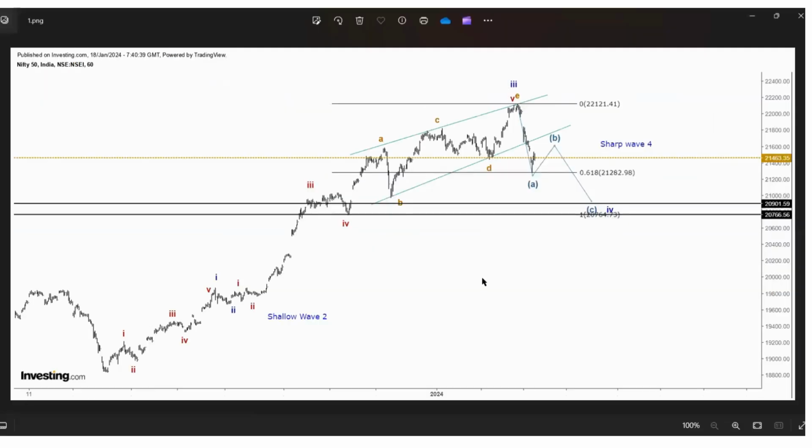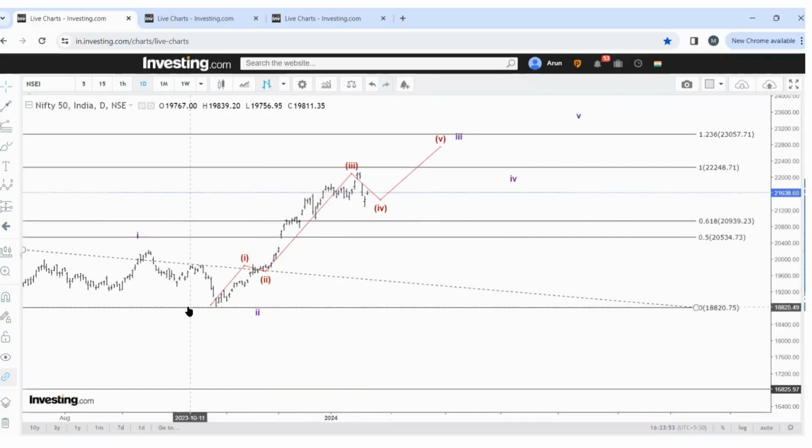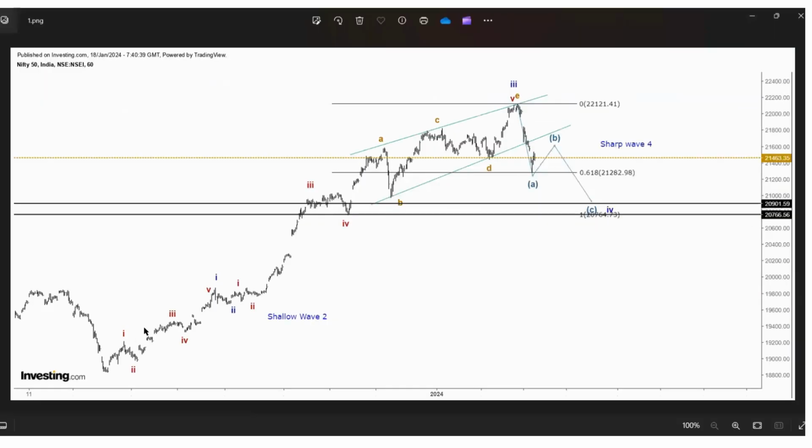Okay. So this is the hourly chart analyzed on 18th Jan yesterday. This is a chart with wave 1, 2, 3, 4, 5. In that wave 1, 2, 3, 4, 5, and this is an ending diagonal in wave 5, A, B, C, D, E. Okay. The second wave is shallow, so we can expect a sharp and deeper wave 4. Okay. So this is the expectation, and I analyzed this yesterday. Okay, this is the hourly chart.